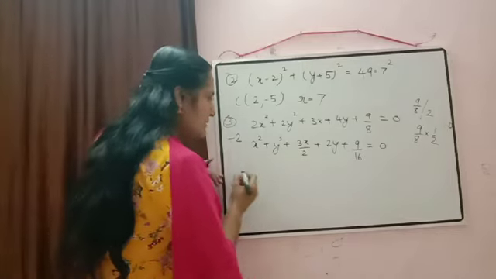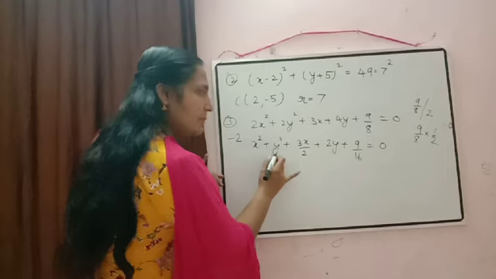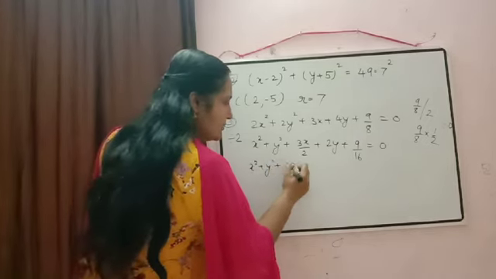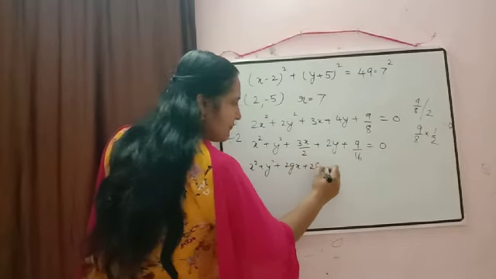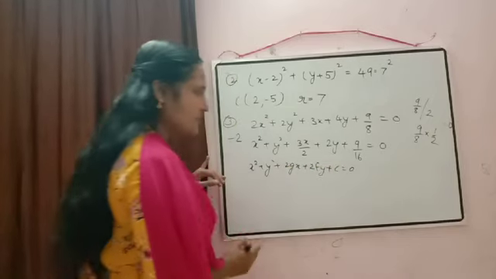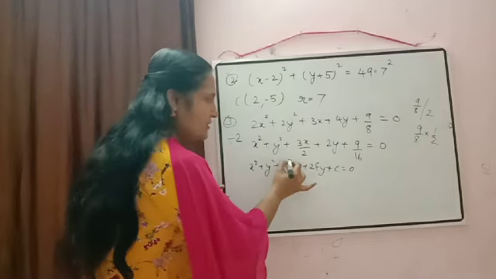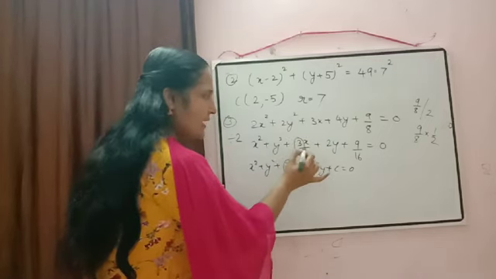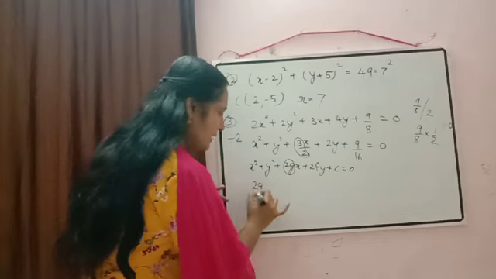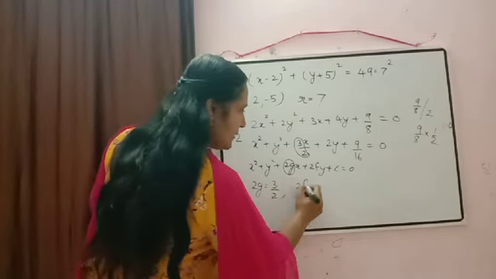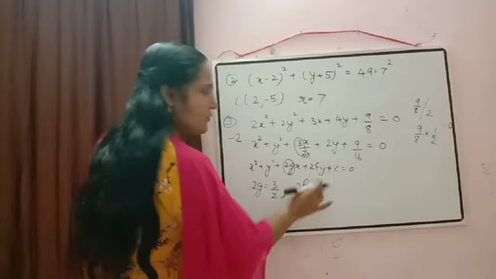Okay. So our general equation is x square plus y square plus 2gx plus 2fy plus c is equal to 0. Now just compare. Coefficient of x is 2g. What is the coefficient of x here? 3 by 2. Then we will equate here, 2g is equal to 3 by 2. Similarly 2f is equal to 2, the coefficient of y.